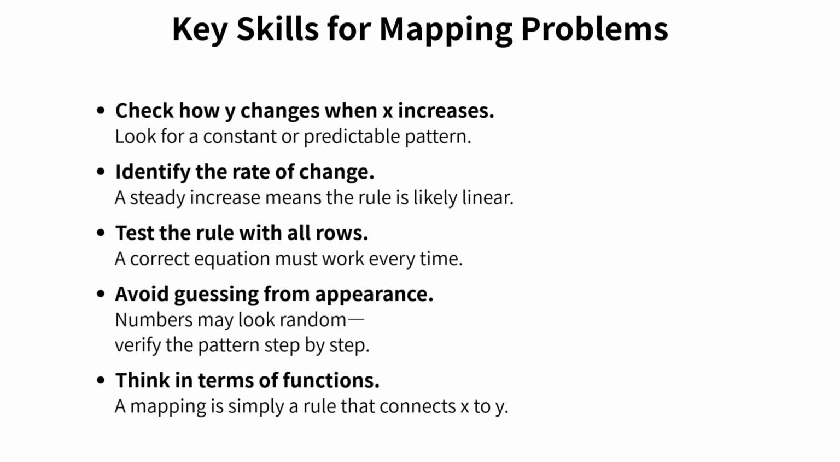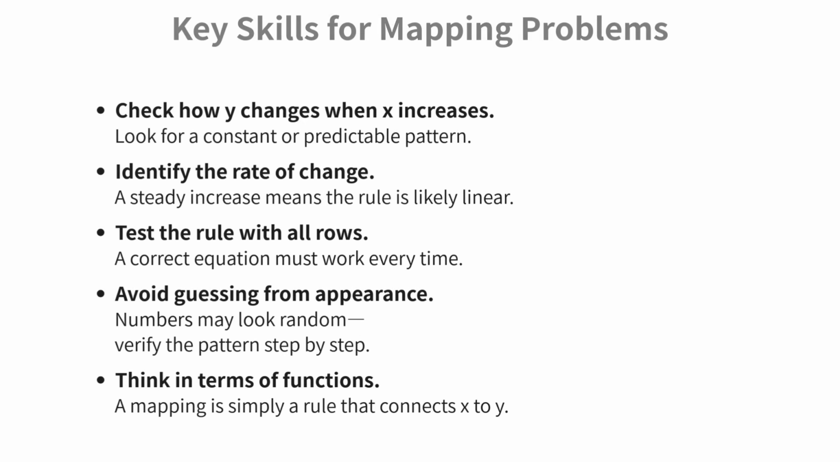Whenever you work with an input-output table, the key is to look for how the numbers change from one row to the next. Don't focus only on the visual layout of the table, focus on the pattern. Ask yourself 3 questions. First, what happens when the input increases? Second, does the output increase by a constant amount? And third, is there a clear rule that connects the two? If the change in the output is always the same, the relationship is linear. If the change grows or shrinks, the relationship may be nonlinear. By checking the pattern row by row, you can quickly identify the rule behind any table and avoid common mistakes on the SAT.